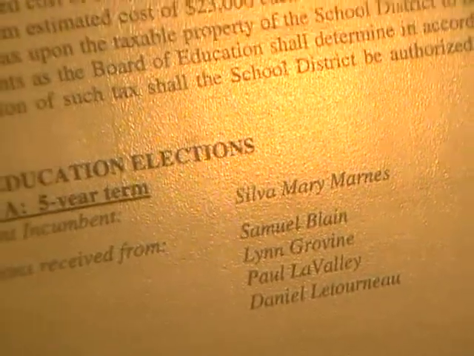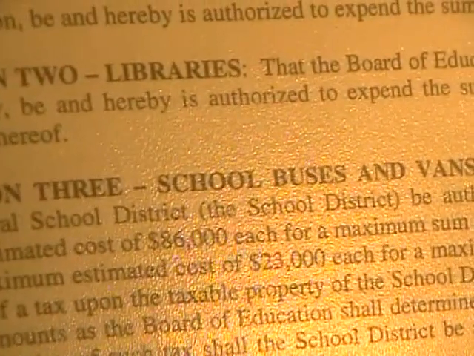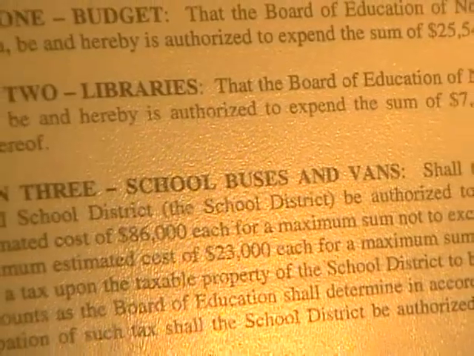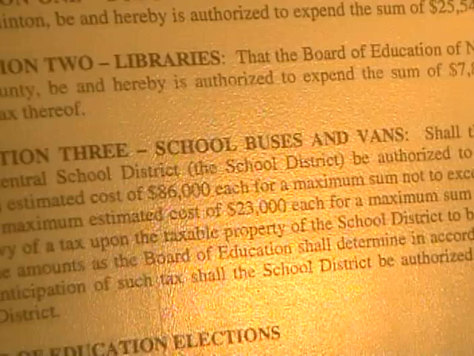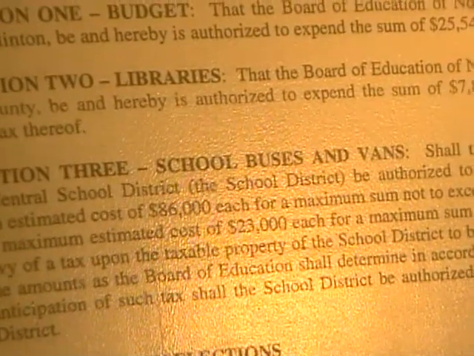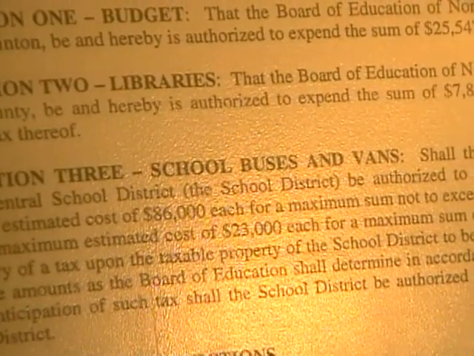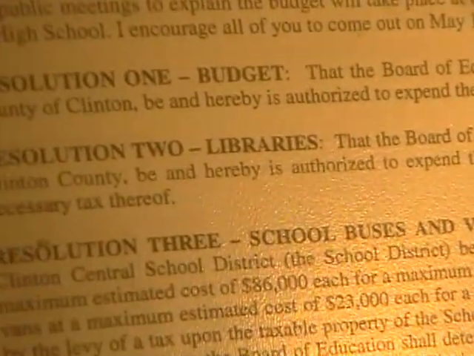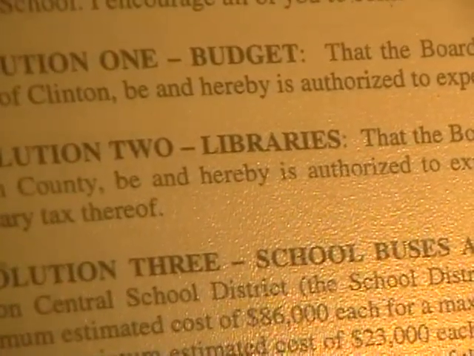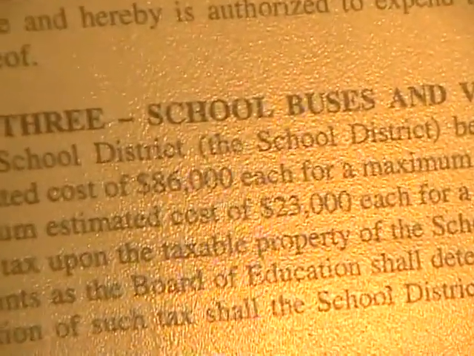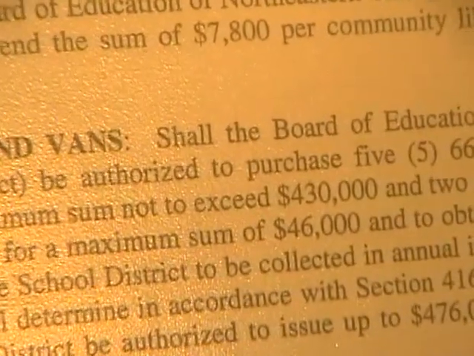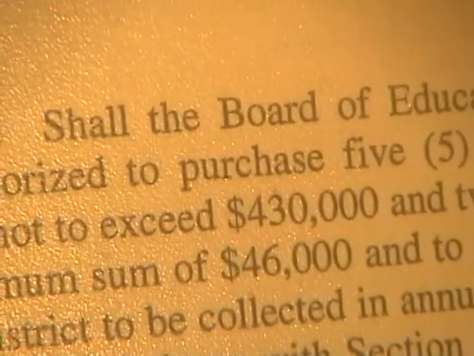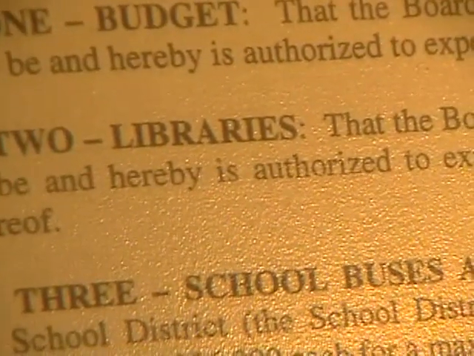One is for the school buses and vans, 5 66 passenger buses at a maximum estimated cost of $86,000 each, for a maximum not to exceed $430,000, and 2 7 passenger vans at a maximum estimated cost of $23,000 each, for a maximum sum of $46,000. And we are looking at an increase in our libraries of about $300 for each library, which is one of these separate resolutions.